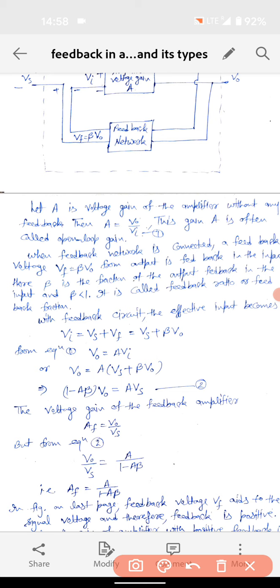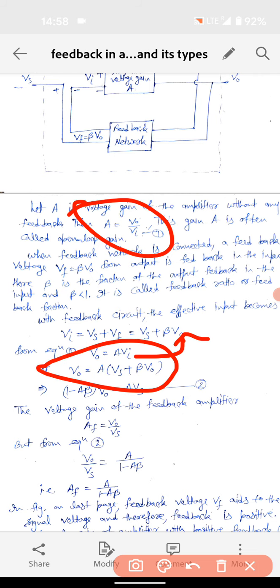So with the feedback circuit, the effective input voltage Vi will be Vs plus Vf, where Vs is the voltage signal and Vf is the feedback signal. Vf we have considered is beta times V0, so this becomes Vs plus beta V0. From equation 1 for the open loop gain, we know V0 will be A times Vi. Now substitute Vi here, so V0 will be A into Vs plus beta times V0.